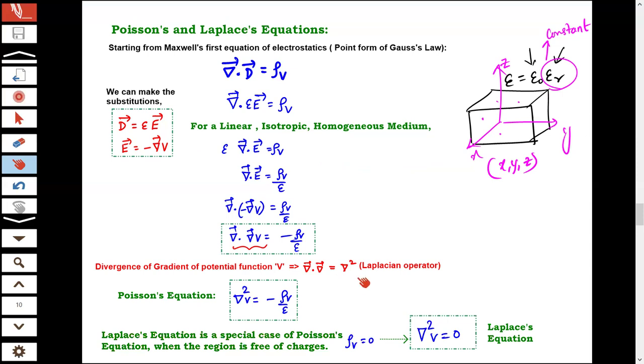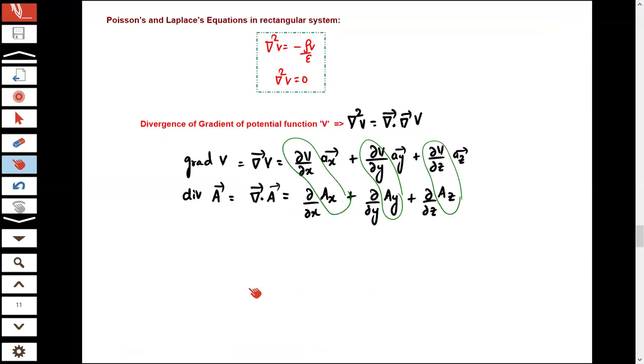We can write how this Laplacian operator can be written in rectangular system, cylindrical system, and spherical system from the known equations of divergence and gradient formula. So let us look at the gradient and divergence formula in rectangular system. The gradient of V indicates variation of V with respect to x in x direction, with respect to y in y direction, and with respect to z in z direction. And divergence function can be written as dou by dou x of x component of vector A and dou by dou y of y component of vector A and dou by dou z of z component of vector A.